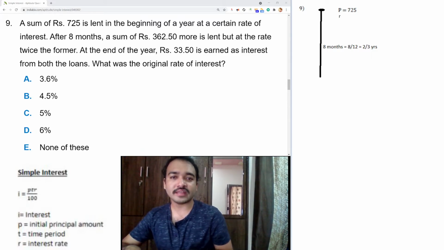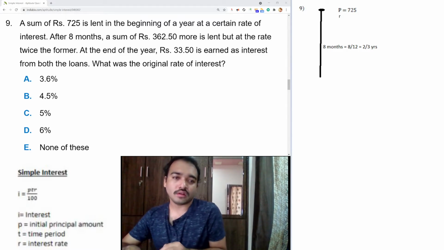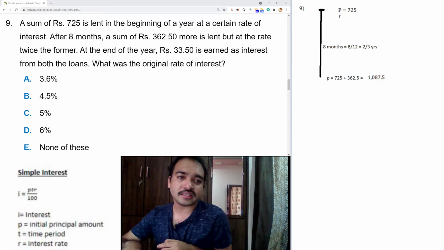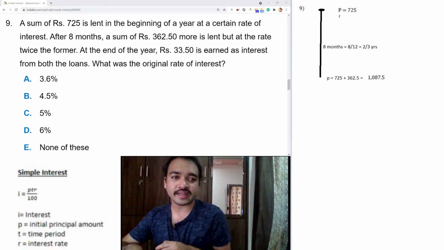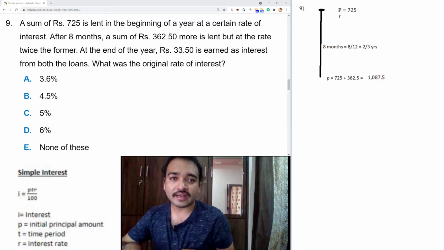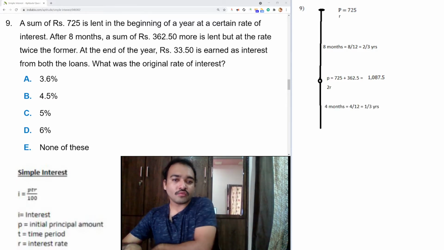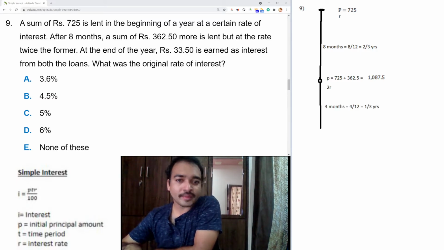a sum of 362.5 more is lent. Initial amount plus 362.5 amount: P is equal to 725 plus 362.5, which equals 1087.5. But at a rate twice the former. Now the rate of interest is 2R. At the end of the year, which means 4 months remaining, 4 by 12, that equals 1 by 3 year.